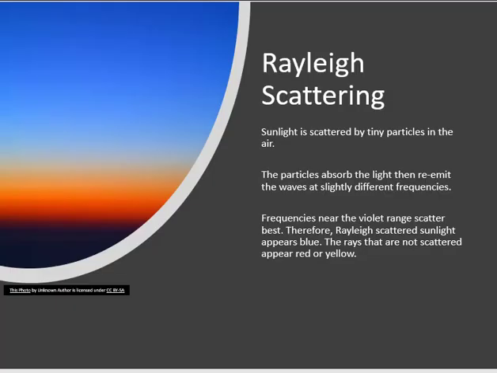And so the last little bit is called Rayleigh scattering, or just scattering. The sunlight is scattered by the little tiny particles in the air, and the particles absorb the light and then re-emit the wave. So it's absorbing and re-emitting those photons at different frequencies, and it just goes out in all different directions. The frequencies that are purple or blue scatter the best. That's why we see the blue sky.